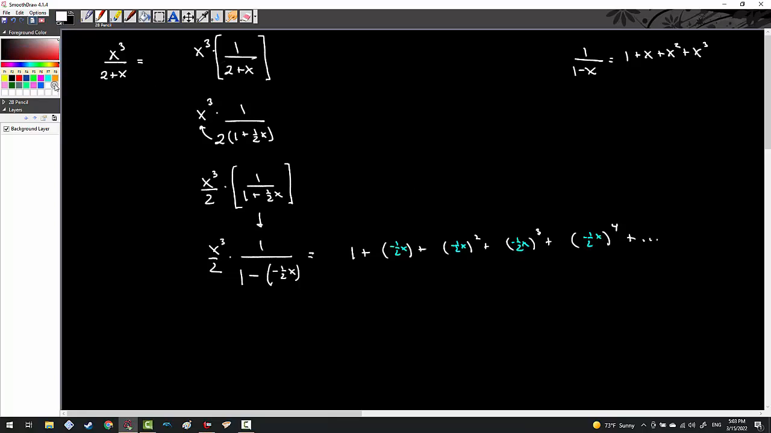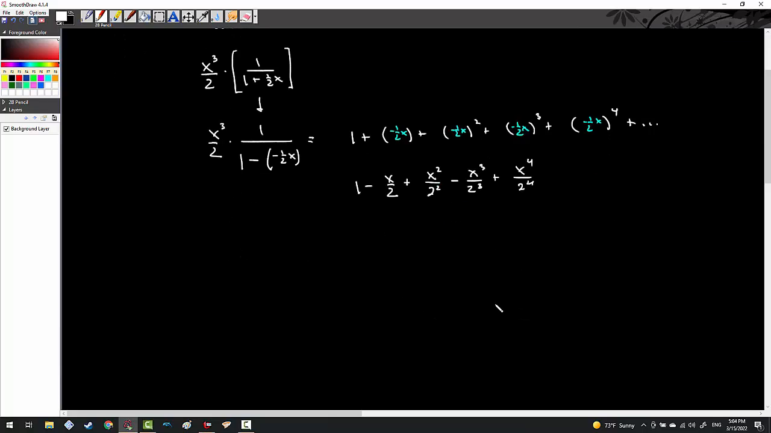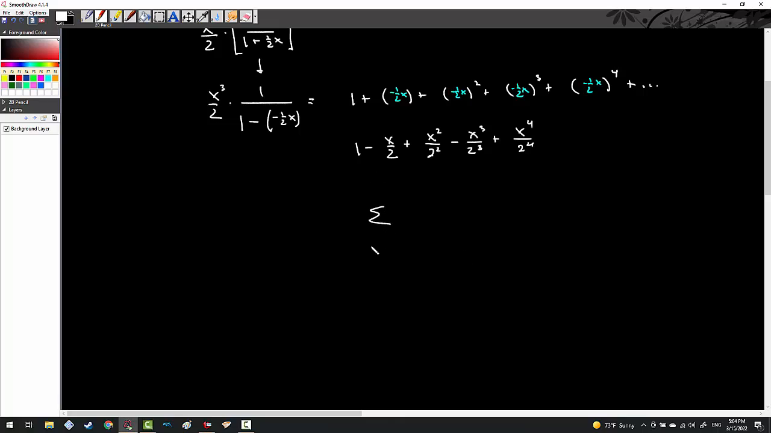And I'm going to say this is 1 minus x over 2 plus x squared over 2 squared minus x cubed over 2 cubed plus x to the 4th over 2 to the 4th. Now notice that I didn't actually evaluate the 2 squared, the 2 cubed, and the 2 to the 4th. That's because I'm going to try and come up with a general series for this. I'm going to create a sum from n equals 0 to infinity. I know this guy alternates, so I'll include a negative 1 to the n.